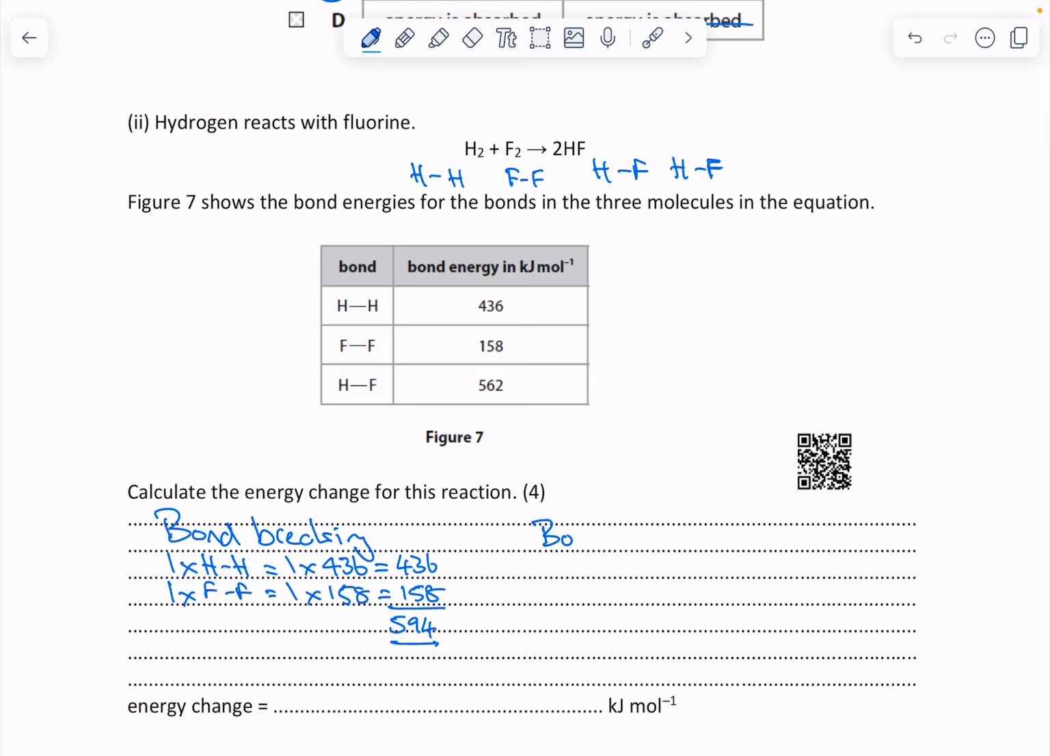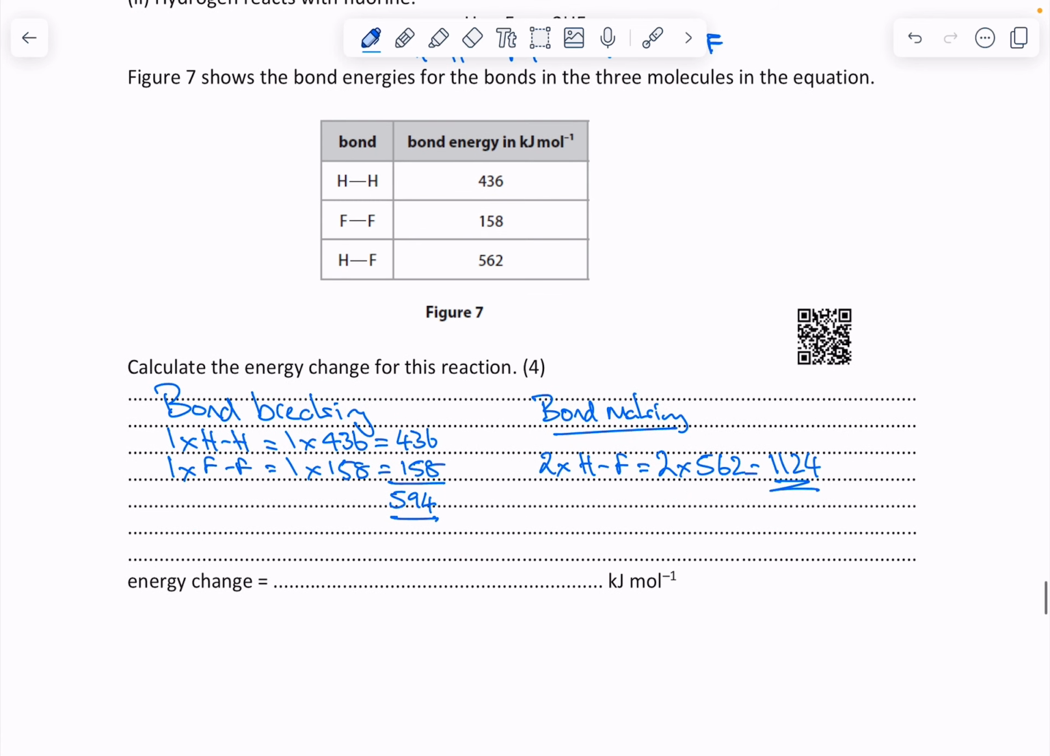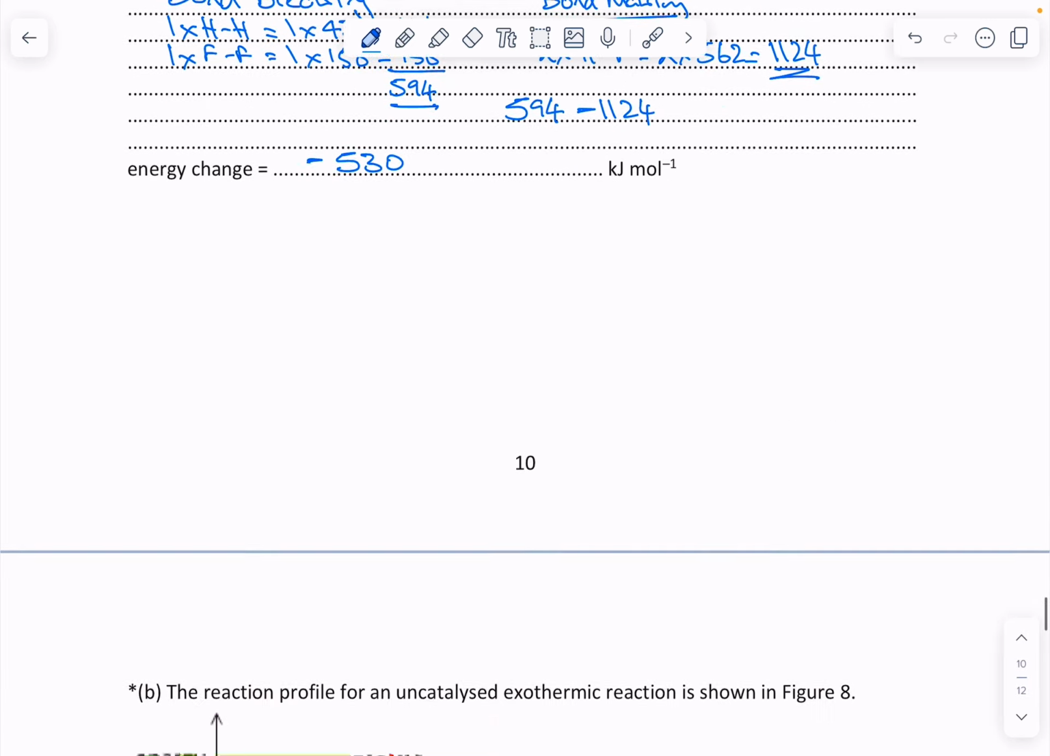On this side, let's do bond making. So what am I making here? Well, I am making two lots of HF bonds, which is 2 times 562, which is 1124. So I've got that as the energy from bond making. All I then need to do is take the 594, take away the 1124, and that gives me minus 530 kilojoules per mole of energy.